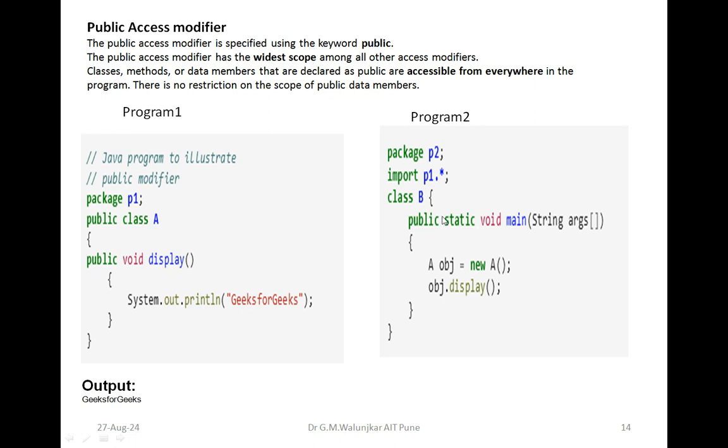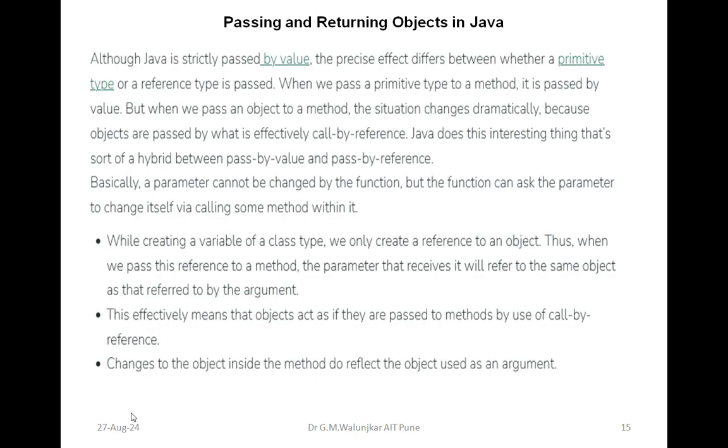In another program we have class B, and inside class B we write the main method. Here we create the object of class A, obj equal to new A, and we execute the display method from class A. As it is public, you can execute the display method of class A from class B. You get this output. So this is what access modifiers are in object-oriented programming.